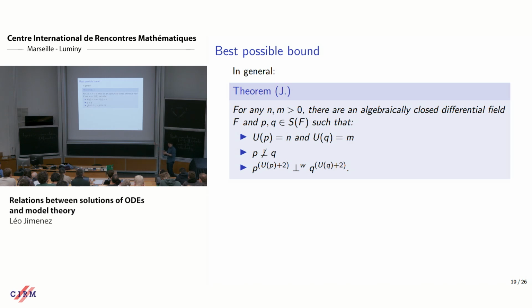So, right, what that means is that I can take U(P) plus 3 realizations of P and U(Q) plus 3 realizations of Q and find some relation between them. But if I have one less, I can't do it, right? This is what this means. So.